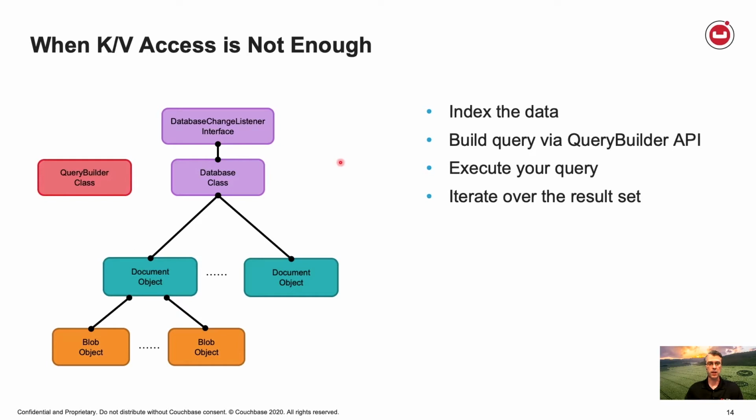So again, in general, the way you would go about this, if you need to do some secondary lookups, is you would create indexes on the data in the database. You'd use the query builder class to build the query that you want to execute. And then you would actually execute that query. So your query builder API is going to return an instance of a query object, and then you would call the execute method on that query object to execute the query, and then iterate over the result set.